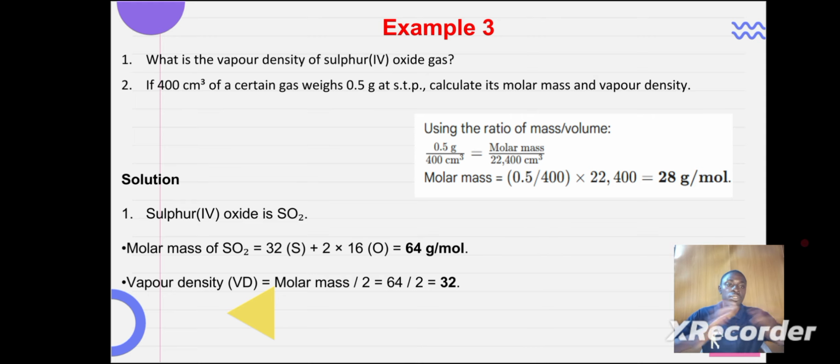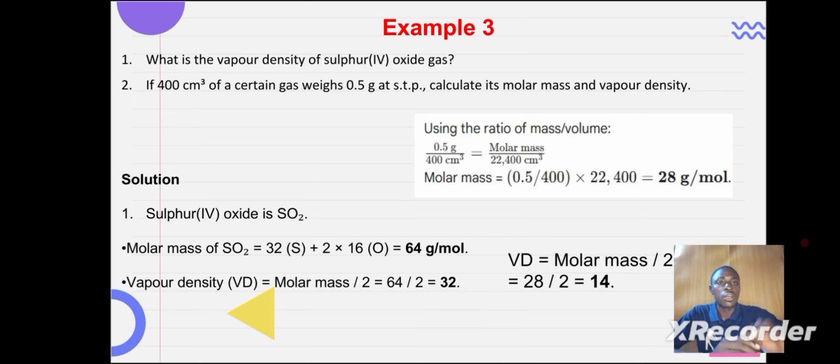So you can use these relationships to calculate vapor densities as well. We dealt extensively with this kind of relationships and statement of equivalence in the previous videos. So when you go back, you understand why these calculations are like this better.